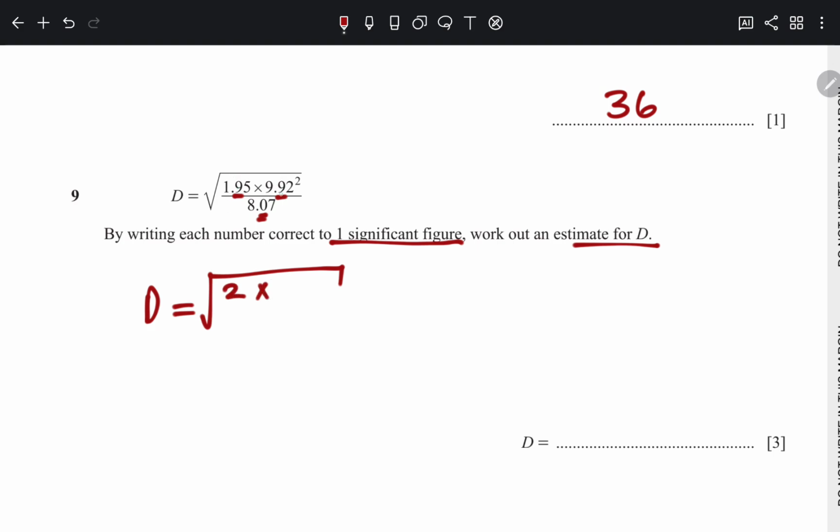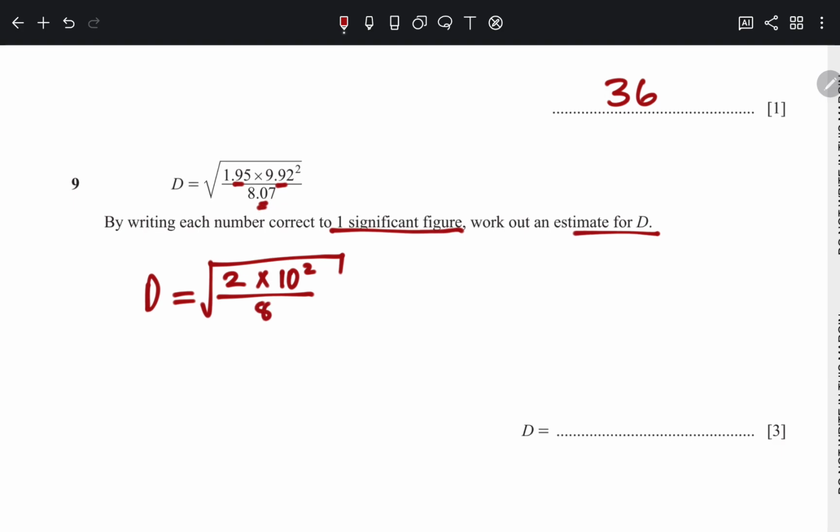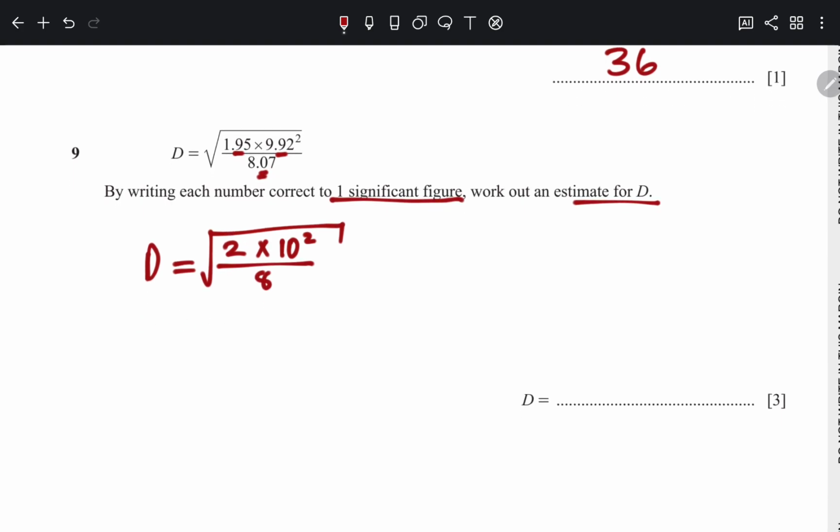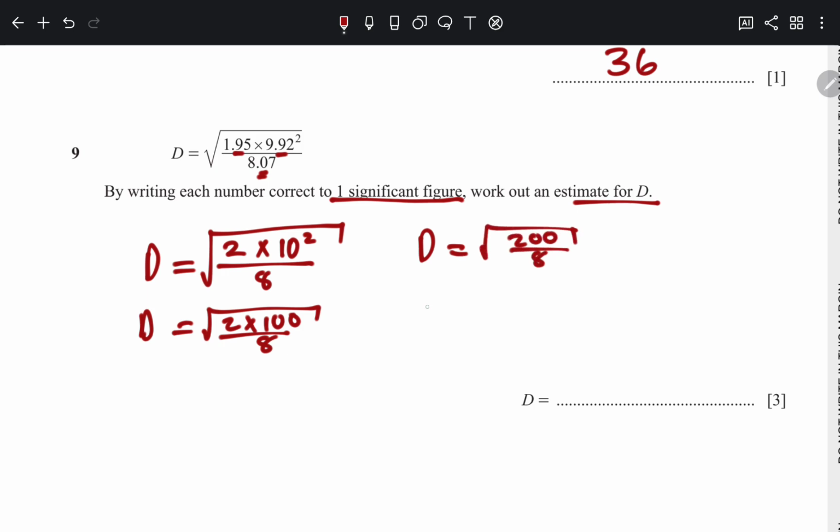So we add 1, it becomes a 2. Times here, SF number 2, is it 5 and above? Yes. So this becomes a 10. So it's a 10 squared all over this, 8.07. This 0, is it a 5 and above? No. So it's going to be over 8. So now what are we going to have here? We're going to have D is equal to the square root of 2 times 100 over 8, which is D is going to be the square root of 200 over 8. Because 10 squared is 100, that's why we said 100 times 2, which is 200 over 8.